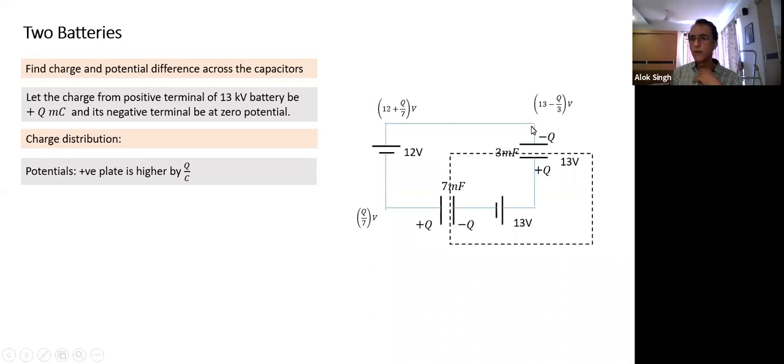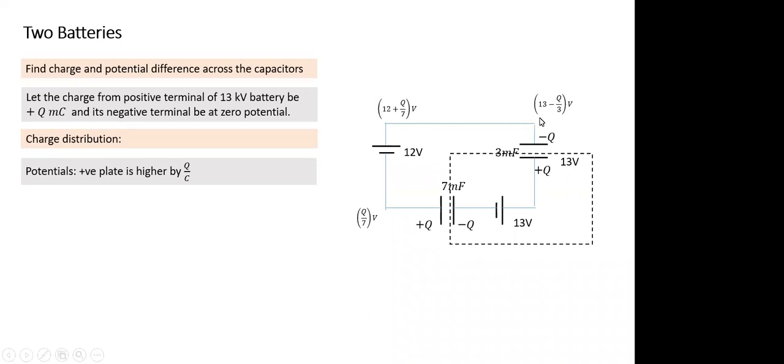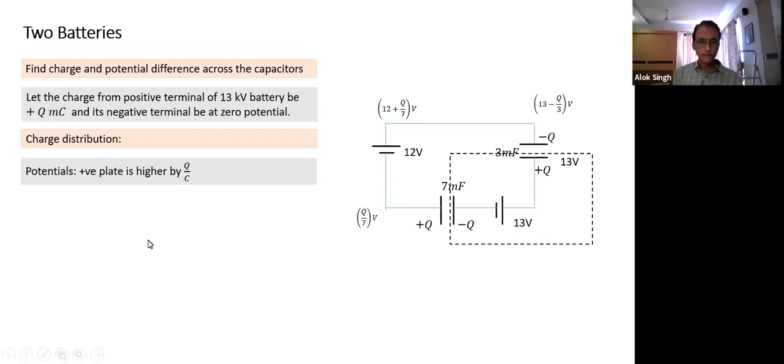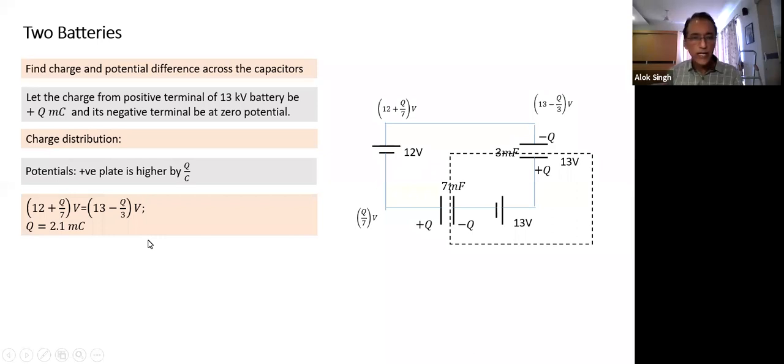This point is 13 minus Q by 3. We can equate them. That's how I find the charge. So when we equate them, I get Q equal to 2.1 microcoulomb.